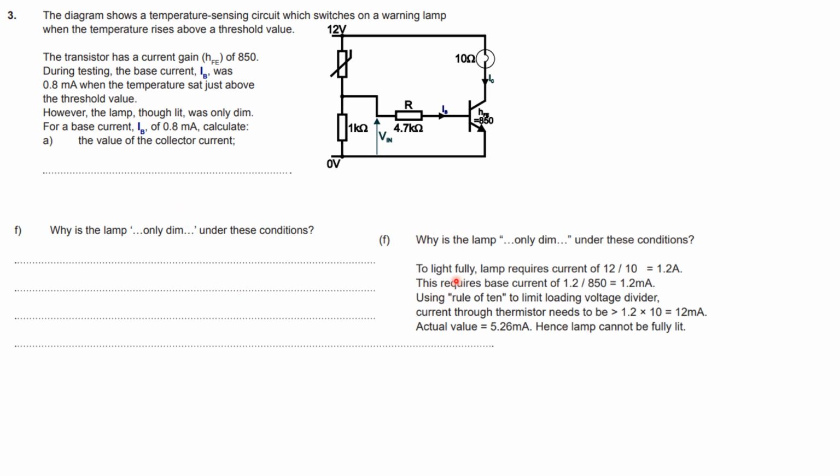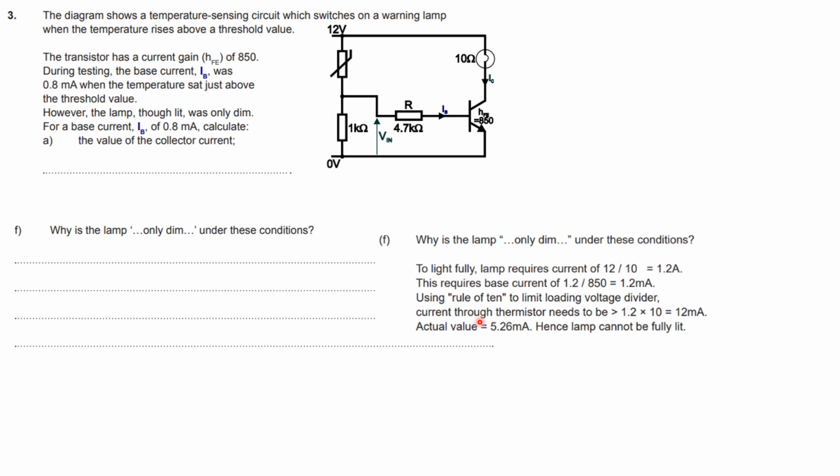To fully light the lamp, as I've just said, you need 1.2 amps because you need 12 volts divided by your 10 ohms. We need 1.2 amps. This would therefore mean that the base current needed would be 1.2 milliamps. I've basically taken 850th of that value. We haven't got 1.2 milliamps available due to the thermistor resistance being too high.